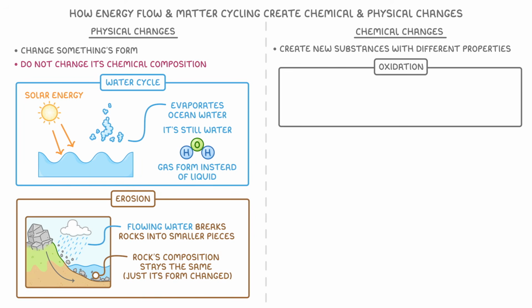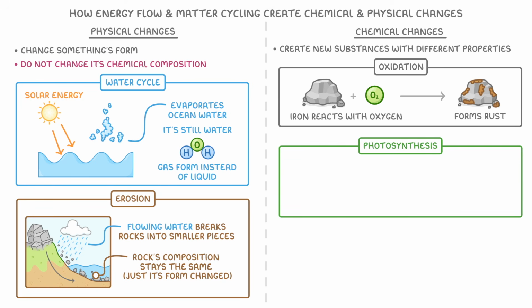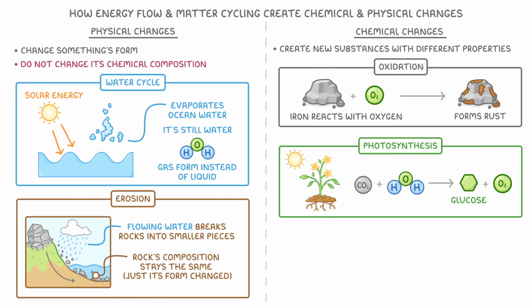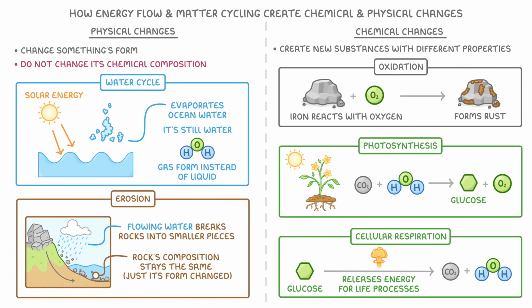For instance, oxidation happens when iron in rocks reacts with oxygen to form rust, which is a completely different chemical substance from iron. During photosynthesis, plants use solar energy to combine carbon dioxide and water into glucose and oxygen, so entirely different substances. Similarly, cellular respiration is a process in living organisms that causes glucose to break down into different substances like carbon dioxide and water, and in doing so releases energy for life processes.